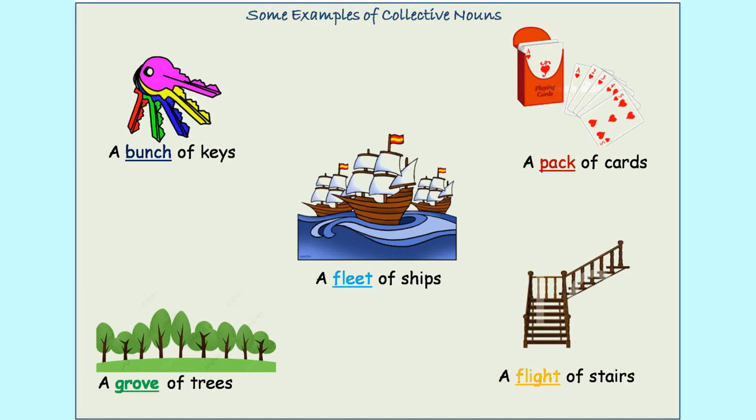Similarly, a group of ships is called a fleet of ships. When we have a set of cards, it's called a pack of cards. When we see lots of trees together, we call it a grove of trees. And then when we climb up a staircase, we call it a flight of stairs.